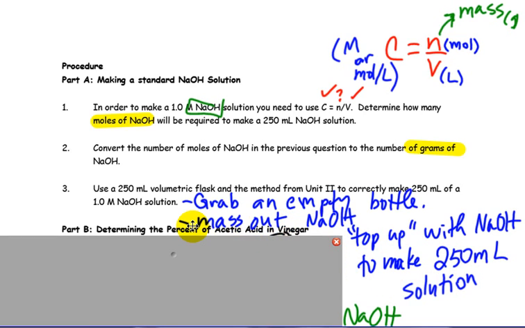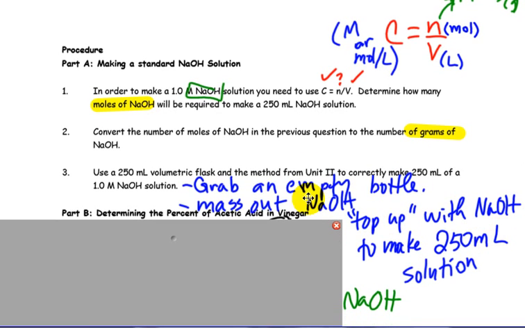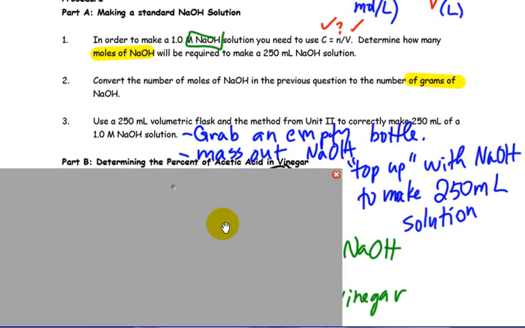And make sure you stopper it and shake it until all the sodium hydroxide is dissolved. Quite often people don't dissolve all the NaOH and the results don't work out that well. Remember, we're making a solution here. All of the NaOH must be dissolved. So make sure you don't see any sitting on the bottom of the flicker. All right? So that's part one.